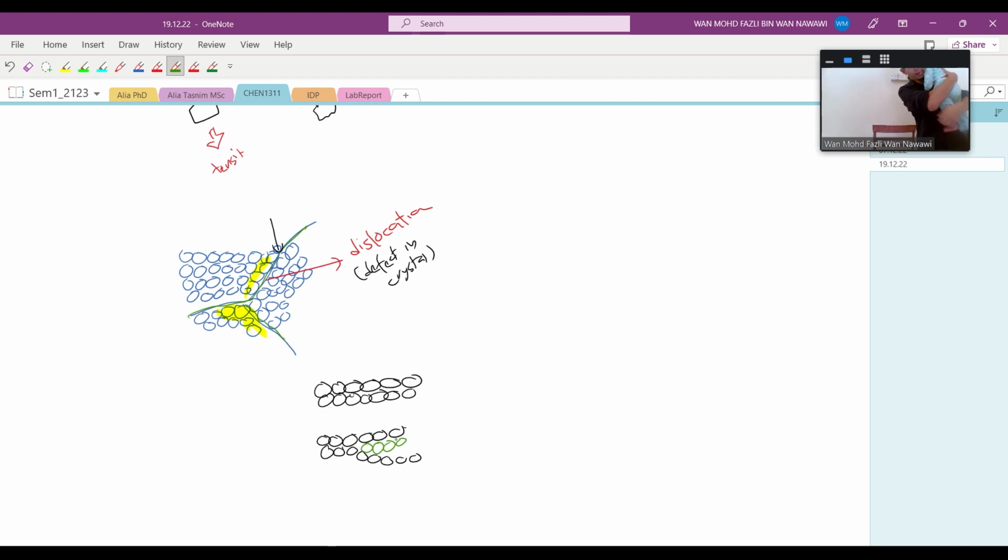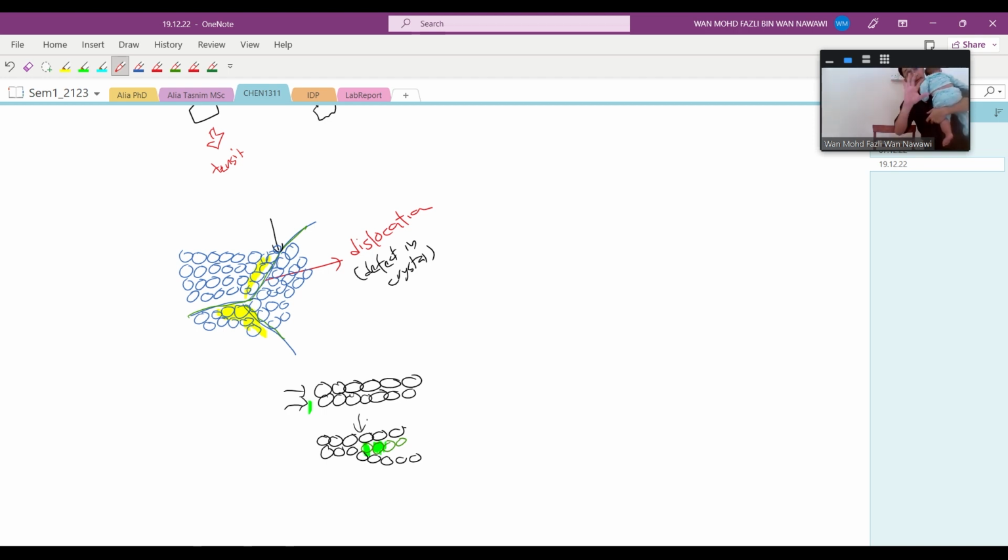Because of this green atom here, the otherwise perfect layer becomes distorted here, because of the appearance of an extra atom. So it doesn't mean that dislocation means there are no bonds. They are bonded. It's just that there are extra atoms or fewer atoms, making the lattice not so perfect. So that's what dislocation means.